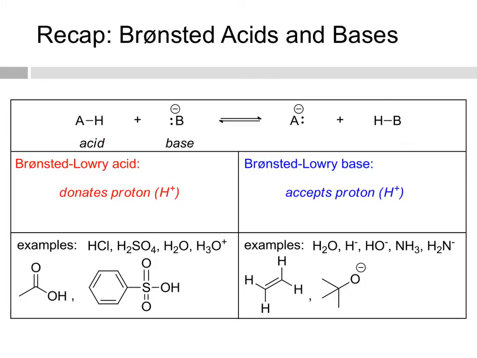Bronsted base. Common examples of Bronsted acids are the inorganic acids like hydrochloric acid, sulfuric acid, water, hydronium ion, and some organic acids like acetic acid and sulfonic acids. Examples of Bronsted-Lowry bases are water, hydrides, hydroxide, ammonia, amides, tert butoxide, and pi bonds.